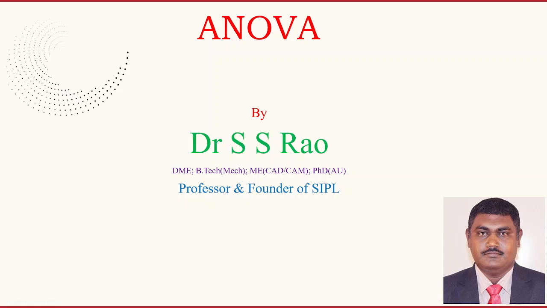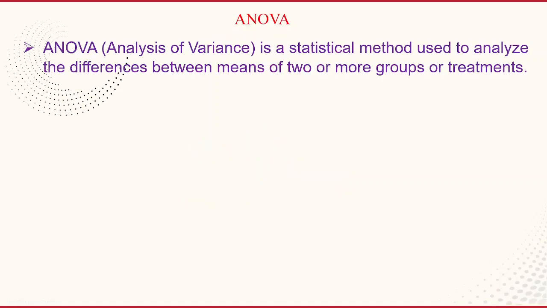In this video, I am going to explain ANOVA. What is ANOVA? ANOVA is the analysis of variance, a statistical method used to analyze the differences between means of two or more groups or treatments.